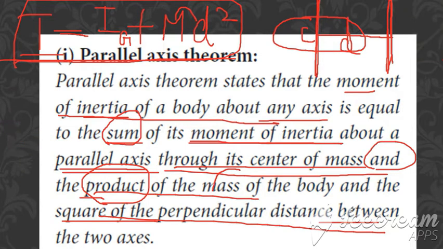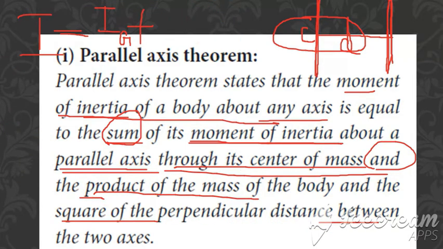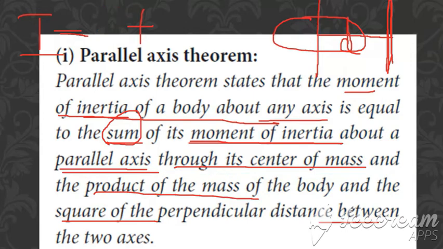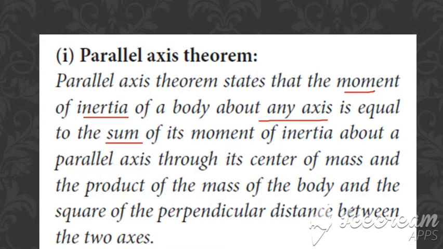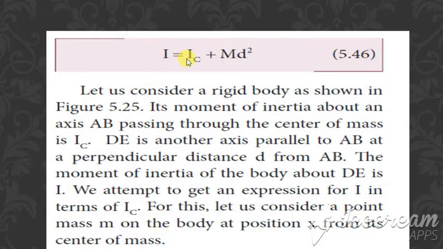The parallel axis theorem states that the moment of inertia about any axis is equal to the sum of the moment of inertia about a parallel axis which is through its center of mass and the product of mass and square of distance between the two axes. So we are going to prove this. I is equal to IC plus m into d square. I told you, since it is passing through the center of mass, it is denoted as I of C. This is about any axis, this is passing through the center of mass, and this is the product of mass and square of the distance.